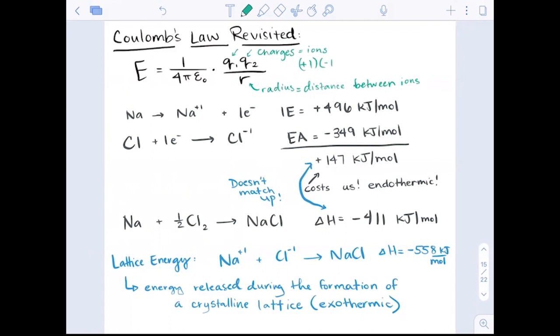A +1 and a -1 over a specific distance will always give us a negative energy. A negative multiplied by a positive is going to be negative. And as they get closer and closer together, as that denominator decreases, then the energy gets even larger, negative. So the lattice is favorable because of Coulomb's law. Opposites attracting and getting closer and closer and closer together releases energy, negative, exothermic.